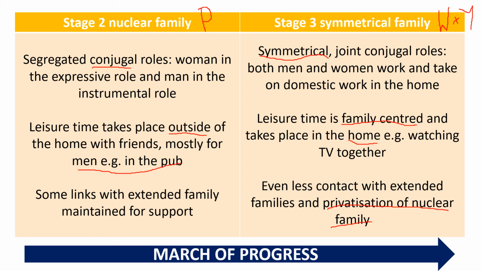So make sure you've got this table written down, because it is a helpful way of looking at it. And it's also worth noting that Willmott and Young would argue that this is a march of progress. We call them march of progress sociologists because they are suggesting that things are becoming better in society. We're making progress towards a better society, more equality, and the family being better for everyone in it.